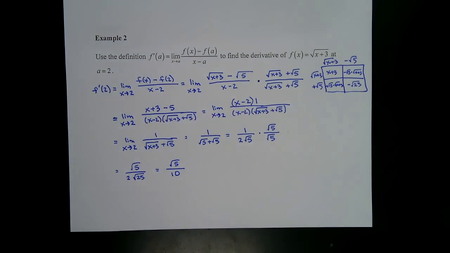And that's the slope at x equals 2 for this function, the square root of x plus 3. That's the slope at x equals 2. So this is the derivative of the function at x equals 2, okay? Or f prime of 2. You could say it that way too. All right, let's do some actual derivatives where you actually come up with a rule now.